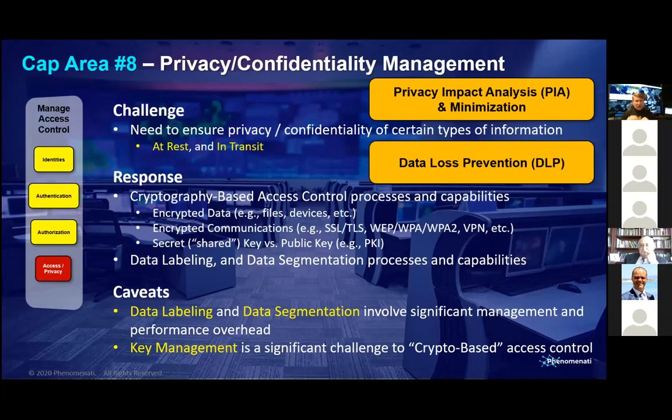And with data loss prevention, if you're not labeling and segmenting your data, you can basically kiss your data goodbye. Any DLP solution is going to rely upon you having the discipline in your organization to track that data. There are techniques out there for doing automatic discovery, but it's not ubiquitous and it's not perfect at this point.